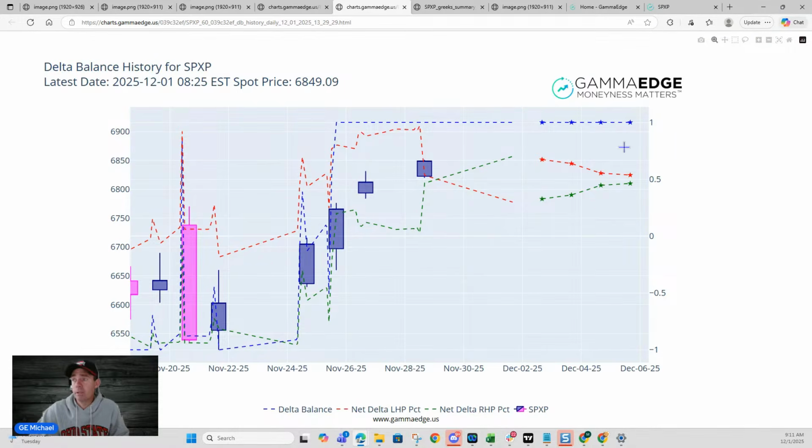Now, out in time, further expiries, not really much change. As we head into the middle towards the end of the week, delta balance stays at 1.